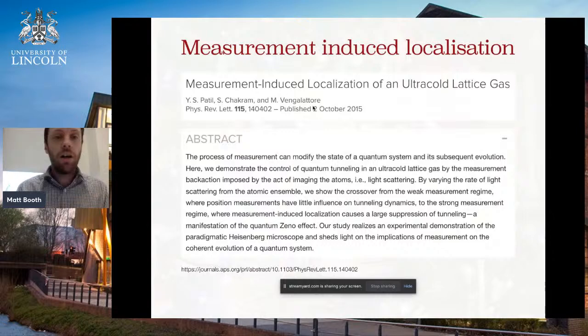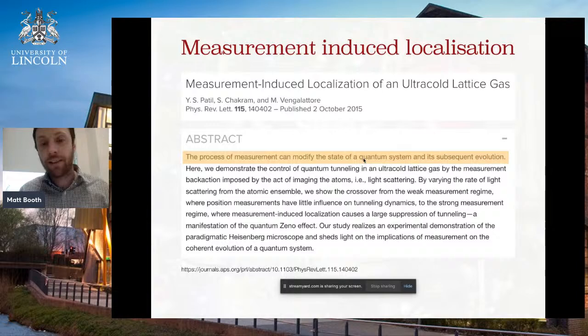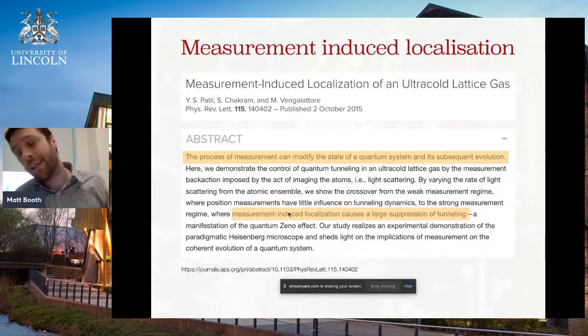So anyway, back to Santa. I've just explained that the process of measurement can modify the states of a quantum system and its subsequent evolution. And this paper here was done on ultra-cold gas. They found that measuring the system in a certain way caused a suppression of tunneling. So measurement induced localization causes suppression of tunneling. So what this means is if you stay up and try and watch Santa tunnel into the chimney, it's not going to happen. This is the colloquial way of saying a watched kettle never boils.